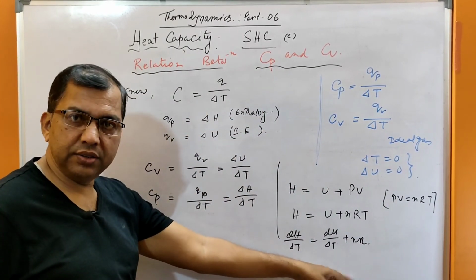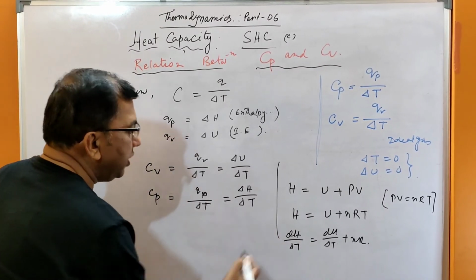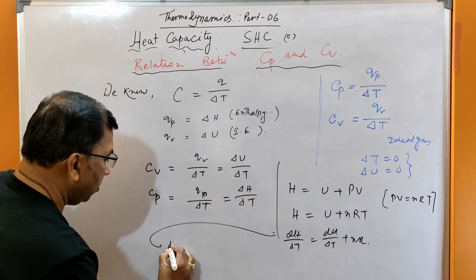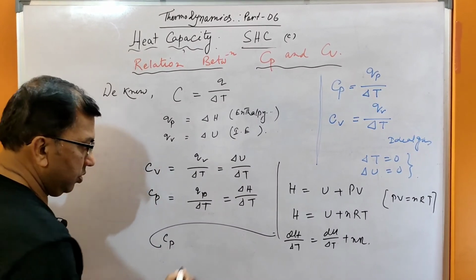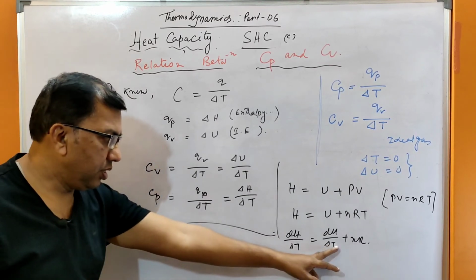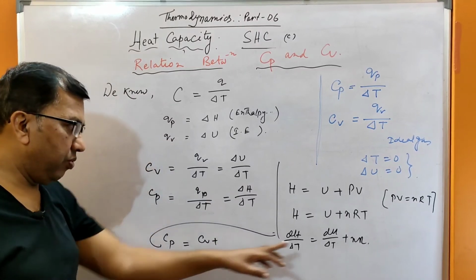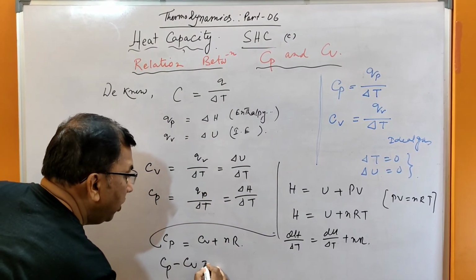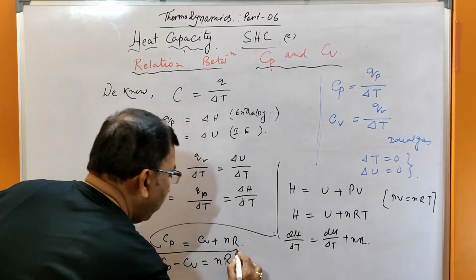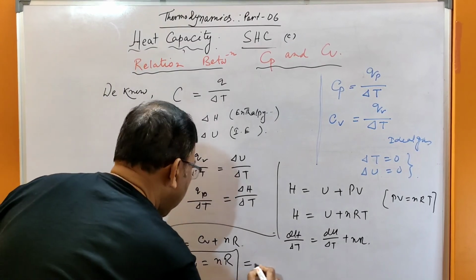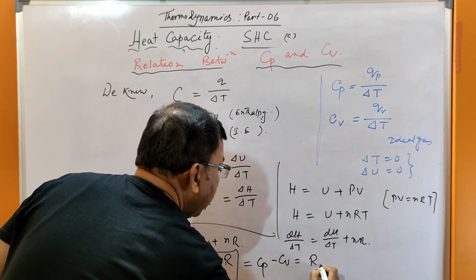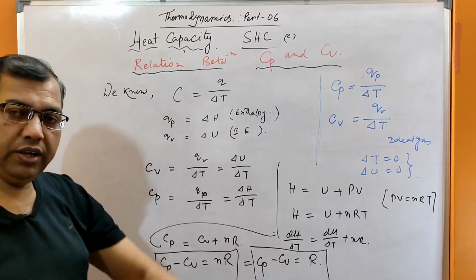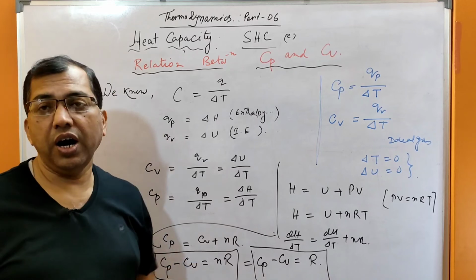Clear? You can write out here, with temperature constant, dH by dT is Cp and dU by dT is Cv. From here we can write Cp equals Cv plus nR. So Cp minus Cv equals nR. This is for n moles of gas. In case of 1 mole of gas, Cp minus Cv equals R. This is the relation for 1 mole of gas. So Cp equals Cv plus R. You can write it also as Cp minus Cv equals R. So this is the relation.